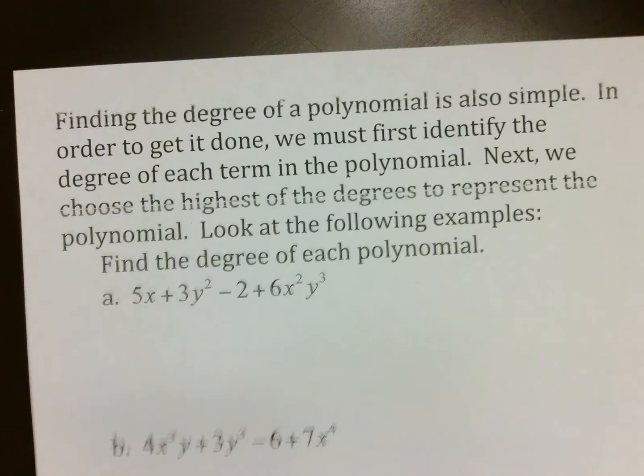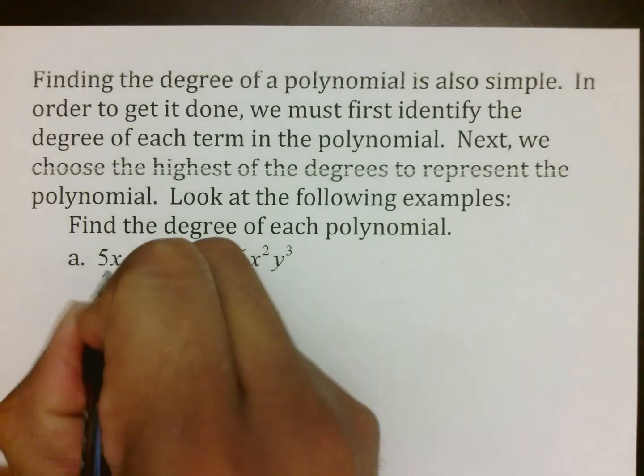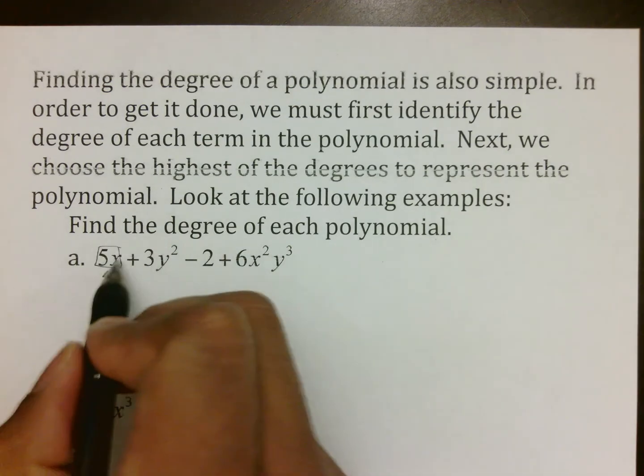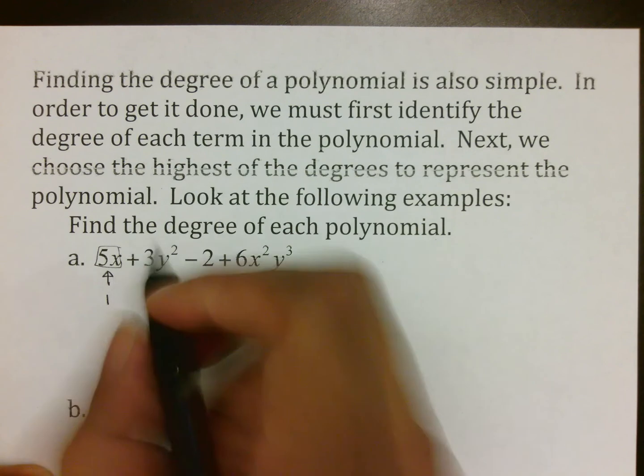Finding the degree of a polynomial, which means more than one term again, is also simple. In order to get it done, we first identify the degree of each term, and then we choose the highest of the degrees to represent the polynomial. So real fast, let's look at 2 of these. You look at this one first, and you say to yourself, what is the degree of this term? Well, there's 1 x attached, which means the degree of this one term is 1.